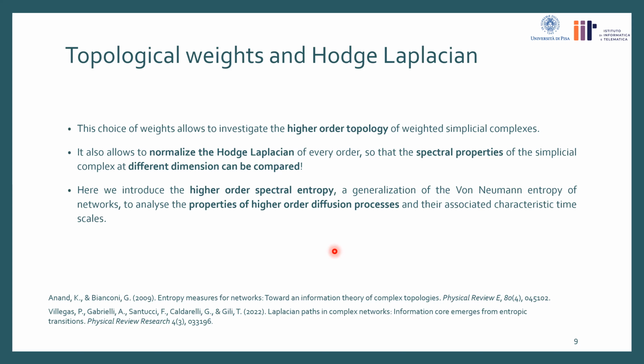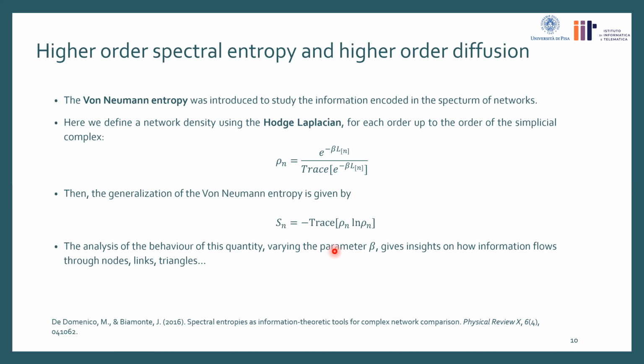And here in particular, we will see in the collaboration network, the simplicial complex that I've shown you before, how to study the properties of higher order diffusion processes with a generalization of the von Neumann entropy. The von Neumann entropy, in brief, was introduced to study information encoded in the spectrum of networks, and it's not much different for some aspects from the Shannon entropy. And it's, of course, defined on a network density, similarly to the fact that the Shannon entropy is defined on a probability distribution, okay?